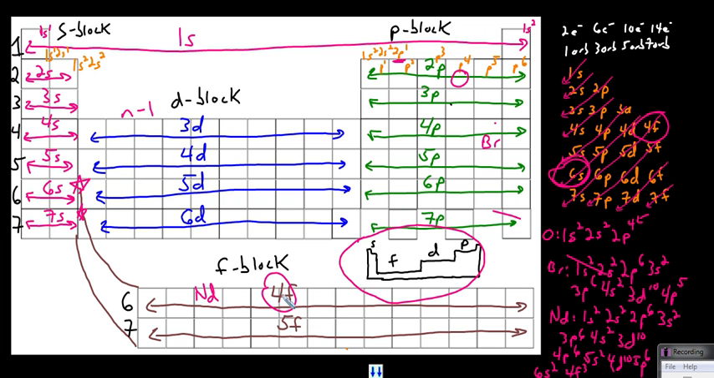Yes, when you're filling out the F block, the principal energy level is always going to be 2 less than the period number. So you're filling out 6s, then you fill out 2 less than that, 4f. You're filling out 7s, then you're filling out 2 less than that, 5f.